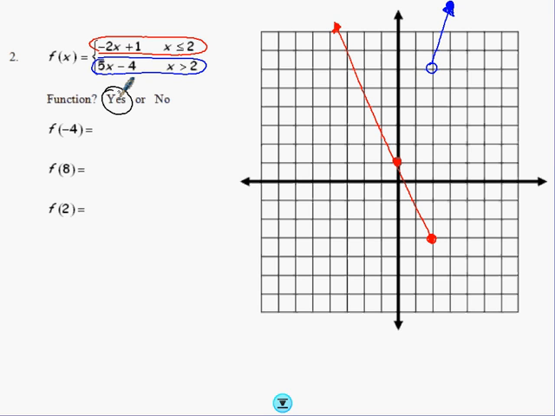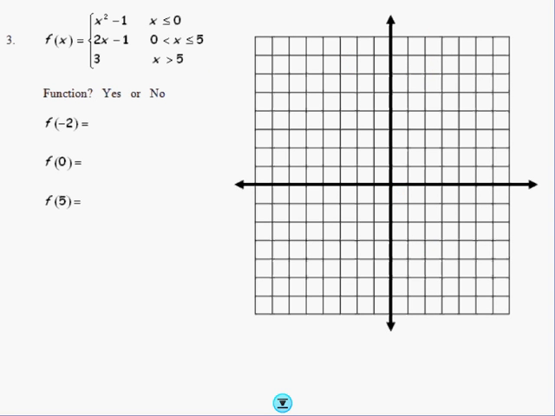All right, f of negative 4. That's kind of off of our screen. We didn't graph that. Since x is less than 2, we're going to plug it in here. Negative 4 times negative 2, 8 plus 1 is 9. For 8, again, it's off the screen. It's not on our graph. I'm going to put it here because 8 is greater than 2. Plug it in. It's going to be 40 minus 4, which is 36. F of 2. Well, I've got it right here. 2, negative 3. I can see it on the graph. Or I'd plug it into the top function since 2 is equal to 2. And I'd get negative 3.